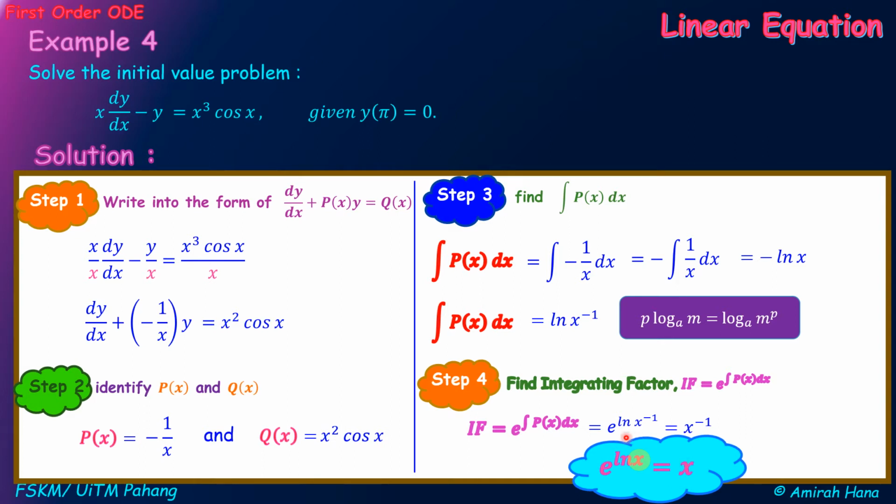Alright, so now we have e to the power of ln x equals x. So we can compare from here: e to the power of ln x to the power of -1 equals x to the power of -1. Right, because now the coefficient of ln is +1. And after that, we can write x to the power of -1 equals 1 over x using properties of indices. Right?